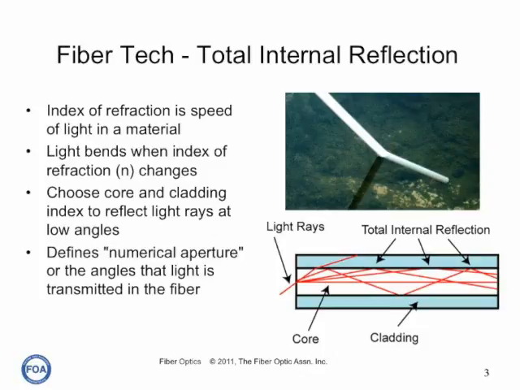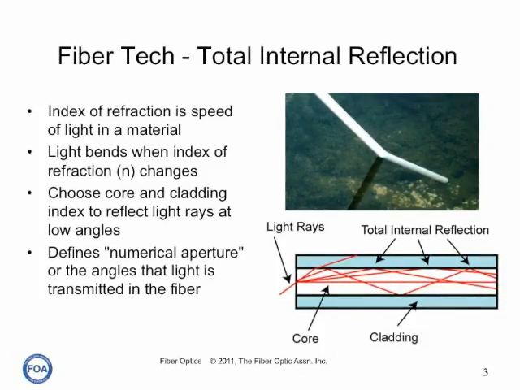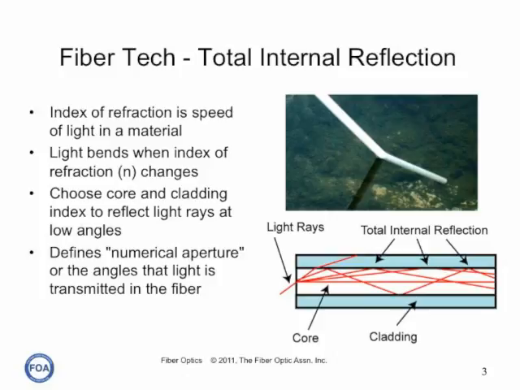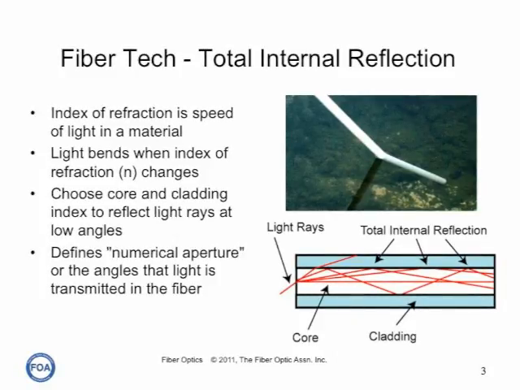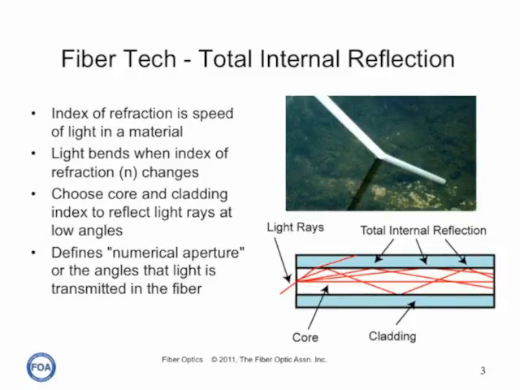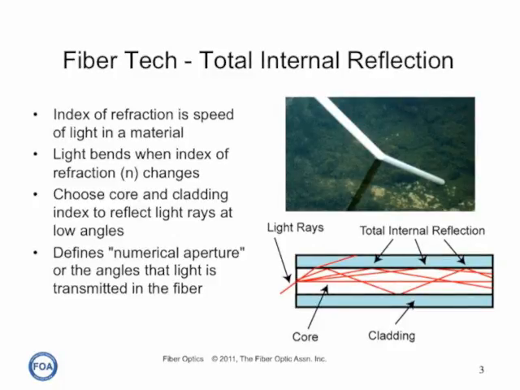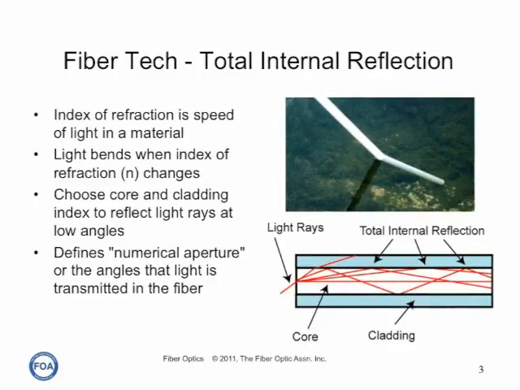And if we choose the core and cladding in optical fiber of the proper types of material, the light will be bent toward the core of the fiber at all angles. At a certain angle, the light will be bent enough to actually be trapped inside the core of the fiber. And this is what we call total internal reflection.